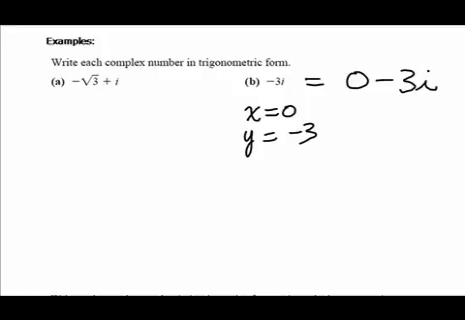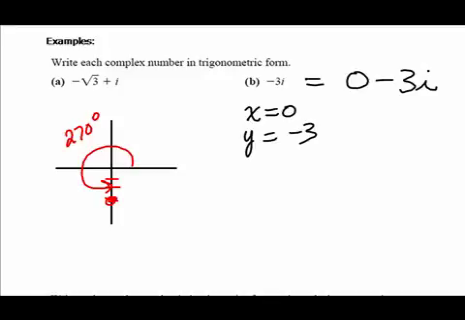This one's actually a lot easier than the last one. X is 0, y is negative 3, puts us right here. So we know right away that the angle is 270 degrees. And right away we know that r is equal to what? 0. No, not r. Yeah, you're going 3 units. Yep, from there to there, r is 3.